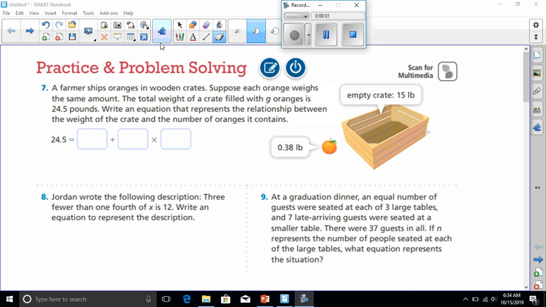Guys, we're going to be doing our lesson 4. This is writing equations, two-step equations. So let me see, I'll do number 7.